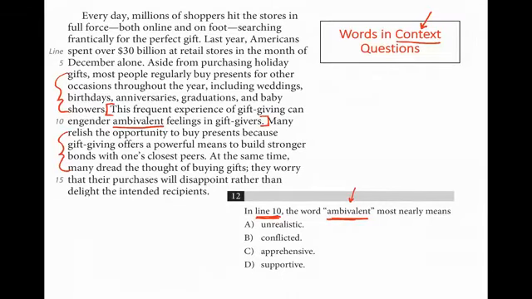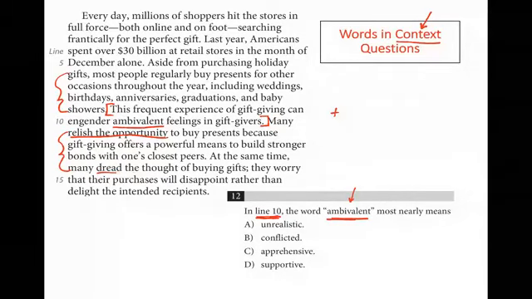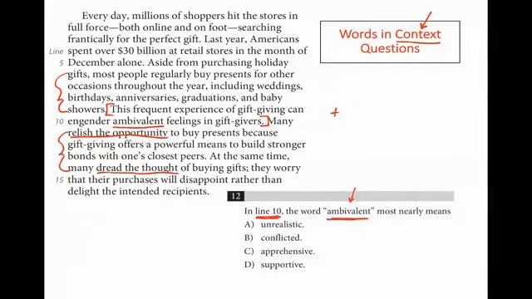So can create blank feelings, or make blank feelings. What kind of feelings? Well, if I continue to read the next sentence, many relish the opportunity to buy presents. So they really like buying presents. That seems to be a positive feeling. But in the next sentence, I find at the same time, many dread the thought of buying gifts.